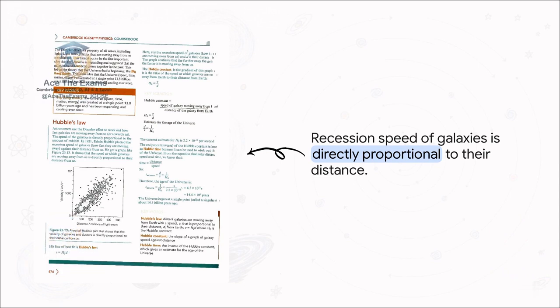It means they're directly proportional. The further away a galaxy is, the faster it is moving away from us. The gradient of this line is the Hubble constant. This single piece of data proves the universe is expanding. Space itself is stretching. If you get a graph like this, always state directly proportional to secure the analysis mark.